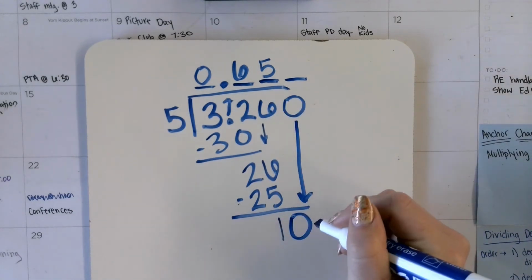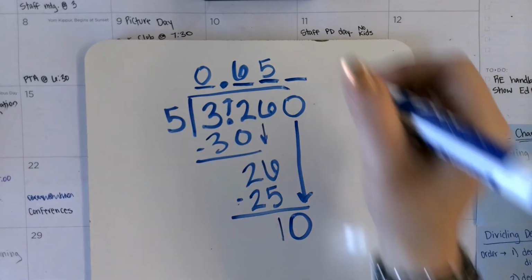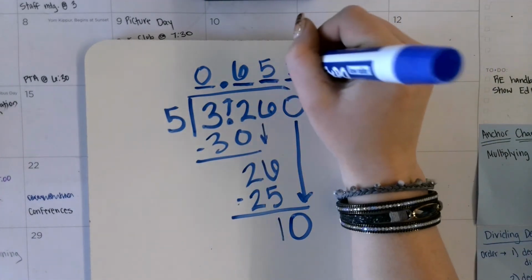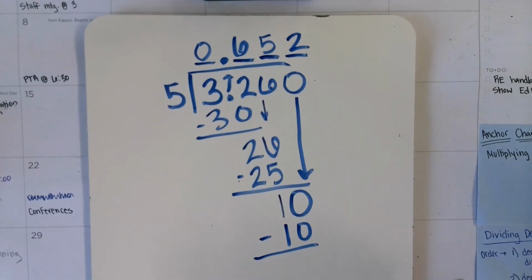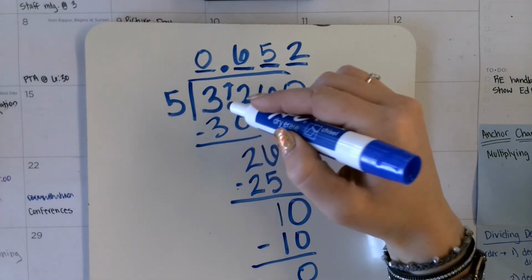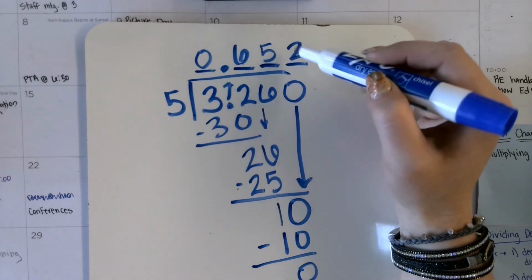And now I'm going to repeat my steps. How many times can 5 go into 10? 5 can go into 10 2 times. 2 times 5 is 10. And then 10 minus 10 is 0. So the answer to 3 and 26 hundredths divided by 5 is 652 thousandths.